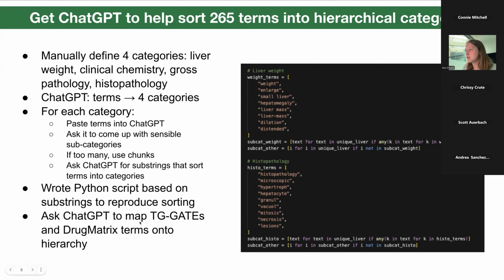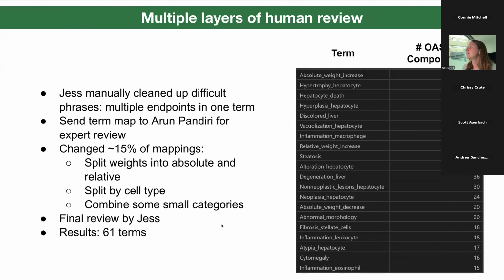And then I also asked ChatGPT to map all of the TG gates and drug matrix terms or descriptions onto this hierarchy. So this, in the end, gave me a pretty sensible mapping. I spent some time manually cleaning up difficult phrases. Some of the time, the processing of the effect descriptions didn't work perfectly, and sometimes there were multiple endpoints in one term. So I would manually split those.